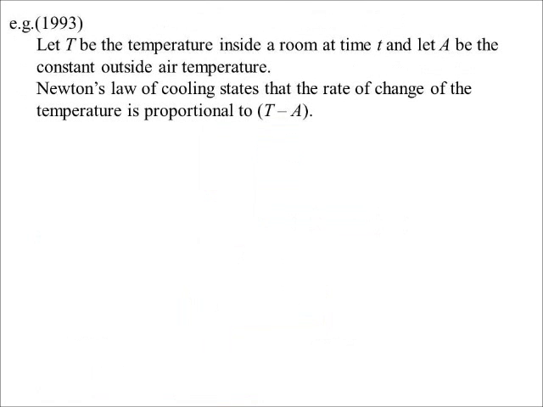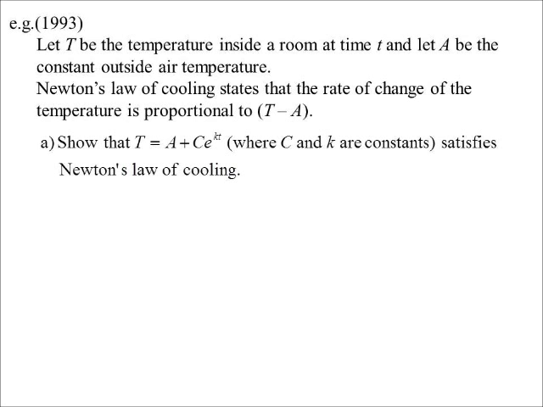Well, gee, that is quite an old question now, isn't it? 1993, but anyway. T was the temperature inside a room at time little t. Capital A is the constant air temperature. Newton's law of cooling, that's what I was thinking of before, states that the rate of change of the temperature will be proportional to T minus A. Show that. Similar to yesterday's example, we don't actually have to do the calculus. We're simply usually asked to show that this solution works. It fits our model.